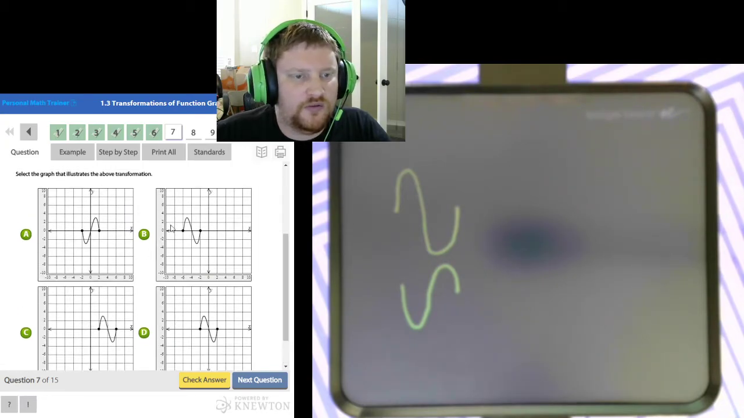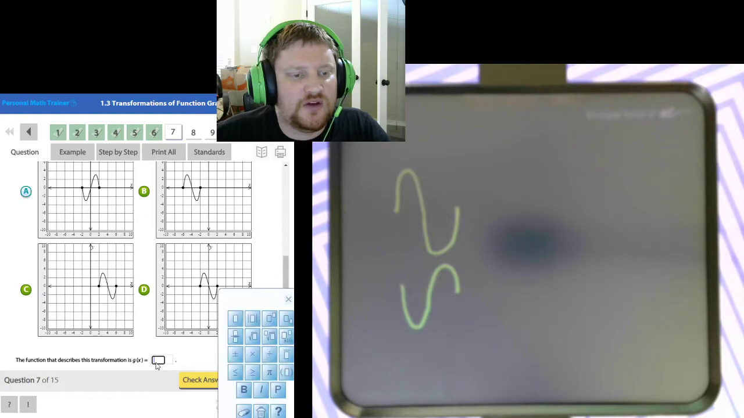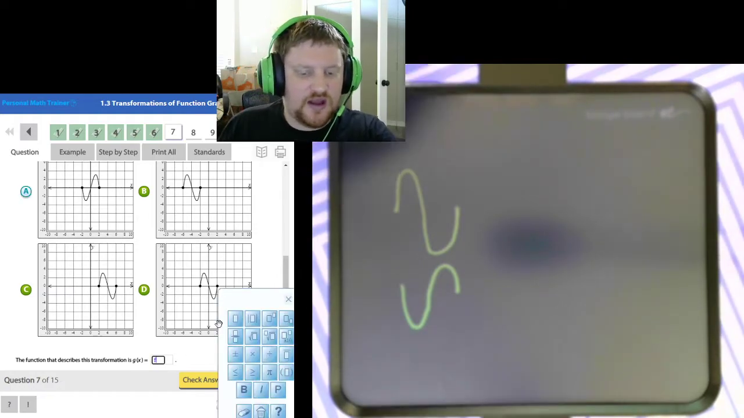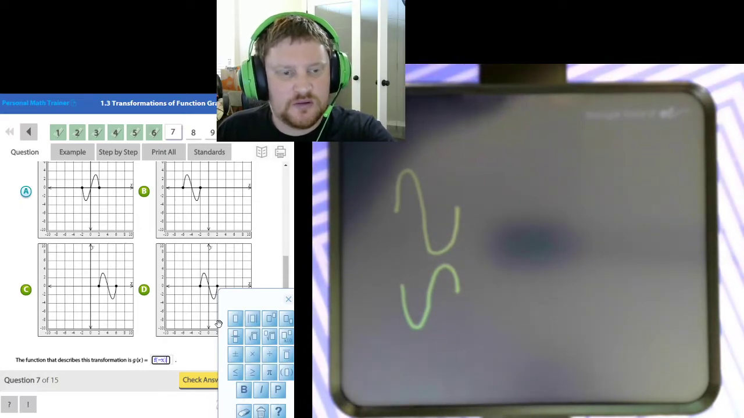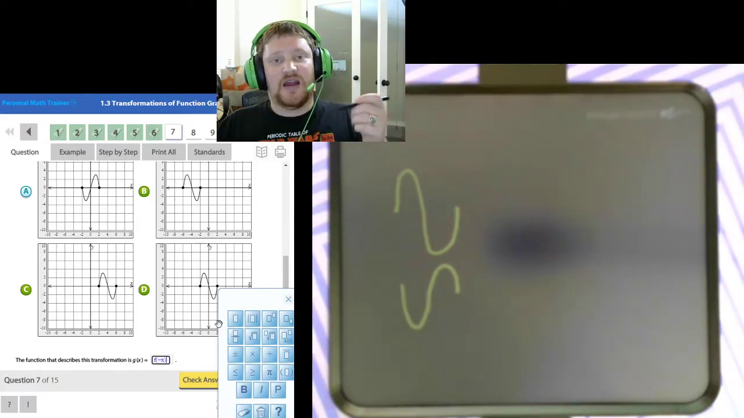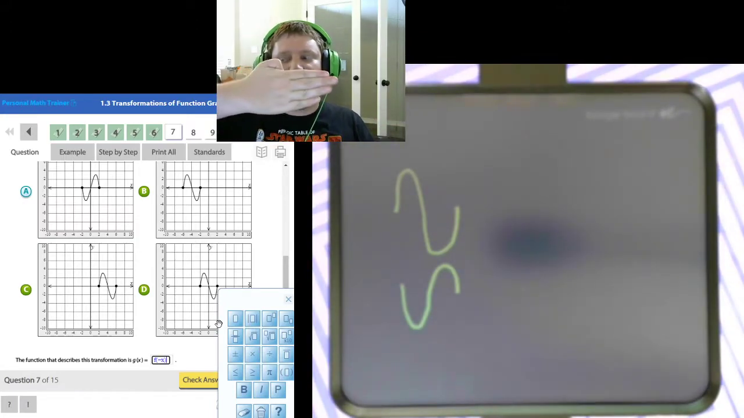So all of B, C, and D all go up and then down, so that tells us it's wrong. A is the only possibility. And the only thing we've done is reflect it, so we're going to have f of negative x. Keep in mind that that negative sign has to be on the inside. If it's on the outside, you're flipping vertically.